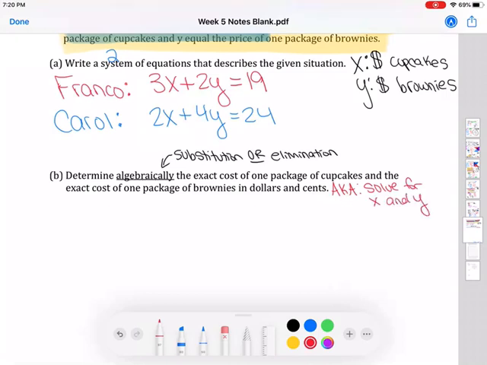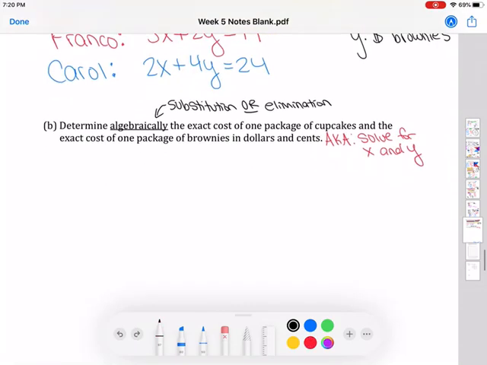right? Because it says find the exact cost of 1 package of cupcakes, that's X, and the exact cost of 1 package of brownies, that's Y. Okay, but in word problems, they're not going to say find X and Y. It's going to ask you for what they represent. So AKA solve for X and Y, but we're finding the cost of cupcakes and brownies packages. And we have to do it algebraically.